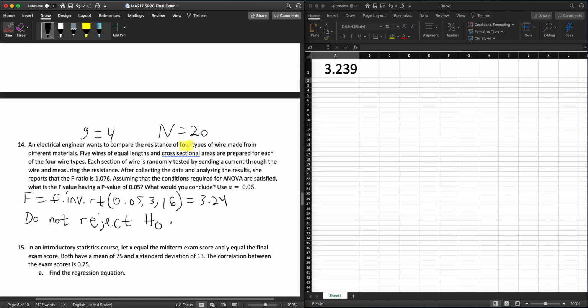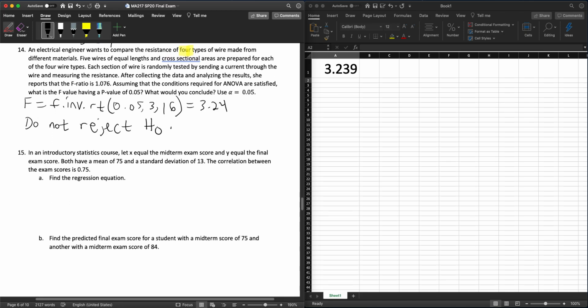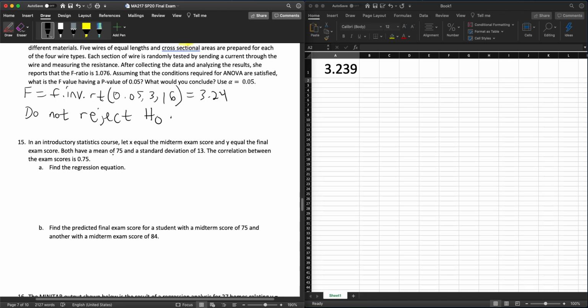For question number 15, we have an introductory statistics course where x equals the midterm exam score and y equals the final exam score. Both have a mean of 75 and a standard deviation of 13. The correlation between the exam scores is 0.75. We first want to find the regression equation. And there are two equations to keep in mind here.